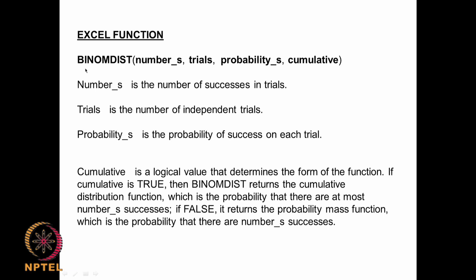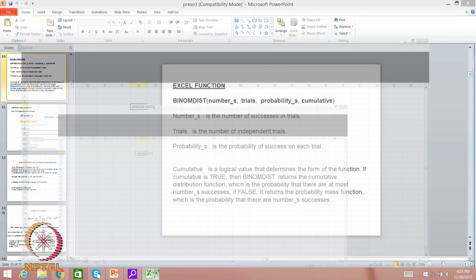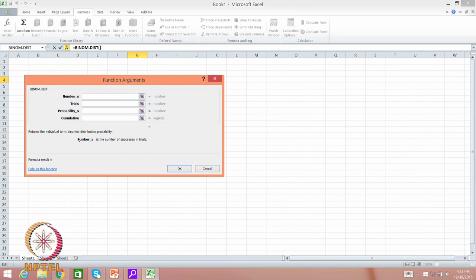Okay, let's look at it in the Excel as well. So this is the function I said, it's called binom distribution. Number S is the number of successes, so I'll put 2 here. Number of times I do, that's 4 here. Probability is half, that means I put 0.5 here, and if I put false, it will give you the exact answer, whereas when I put true, it will give you summation of all the answer. Okay, so I'll put false.